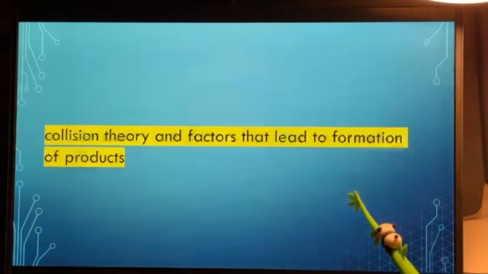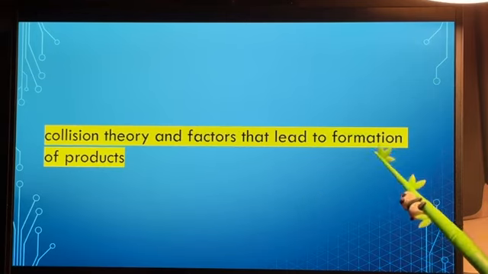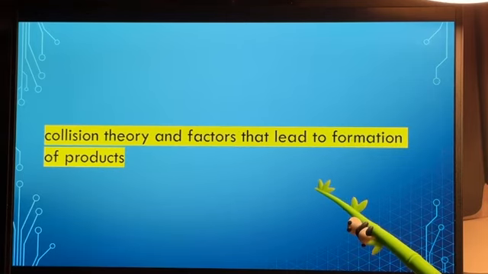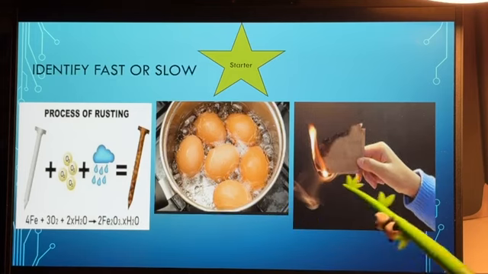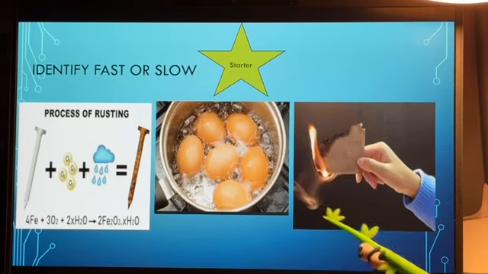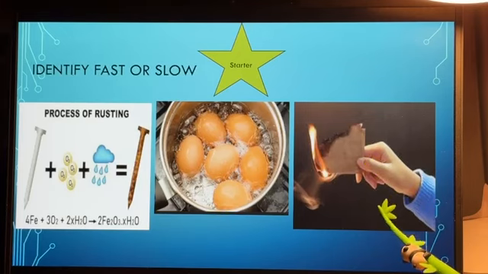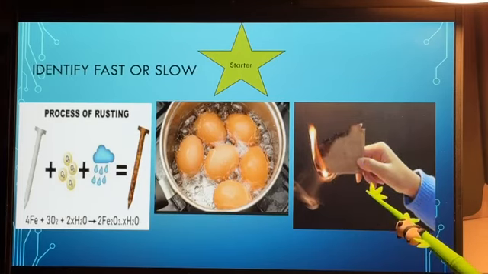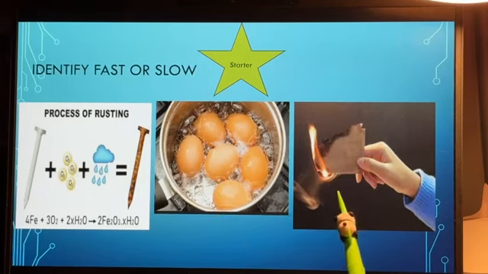Today, I will be explaining collision theory and the factors that lead to formation of products. For example, look at the pictures on screen. You can see that there are some reactions which are very fast, like burning of paper, and some reactions that are slow, like rusting of iron. Whereas boiling of egg can take approximately up to 10 minutes.